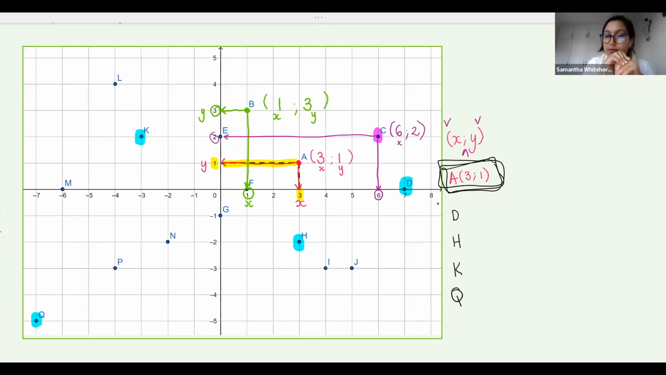D is a bit of a tricky one. So if you're struggling with D, move on to H, K, and Q, and you can come back to it. But I'm liking what I'm seeing so far. You guys are doing really nicely. Well done. And guys, remember to look and see if your number is positive or if it's negative. So when you're reading it off, just make sure you've checked the sign of your X or your Y coordinates.